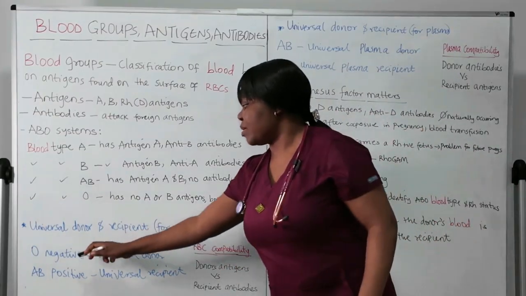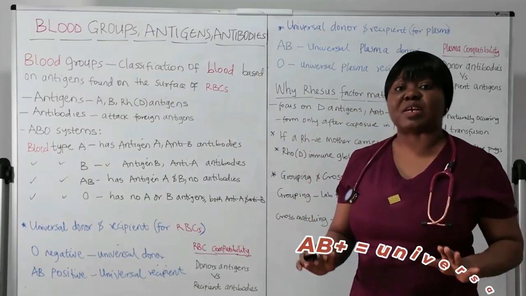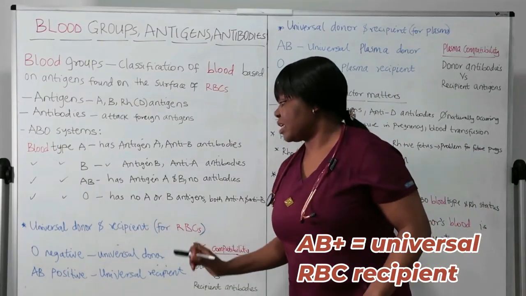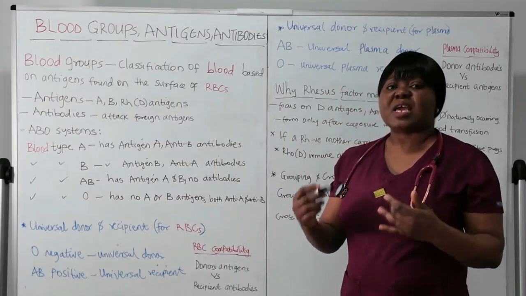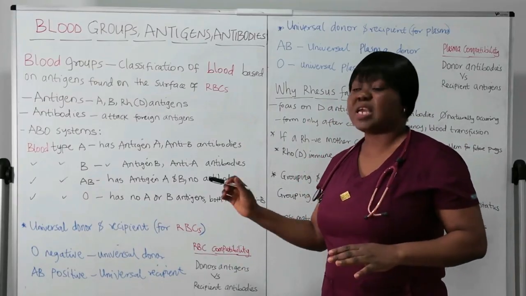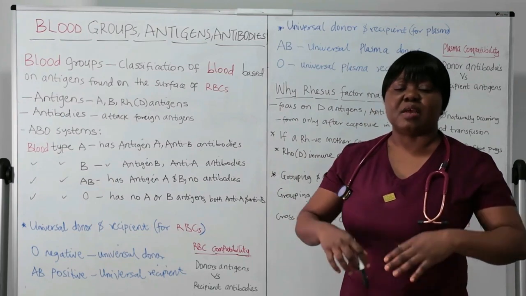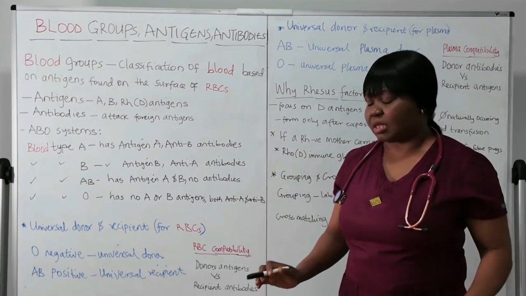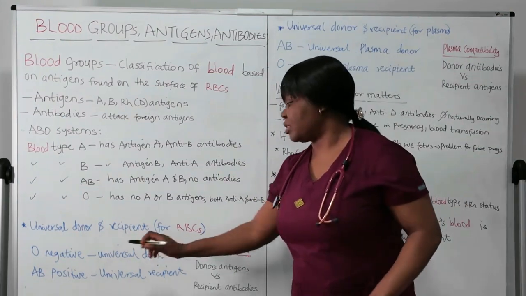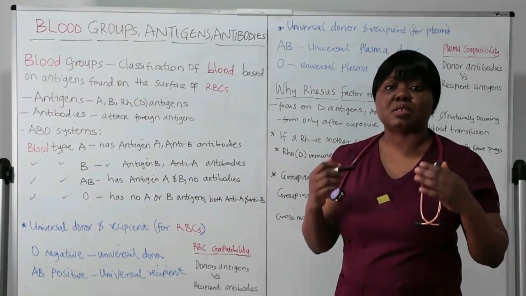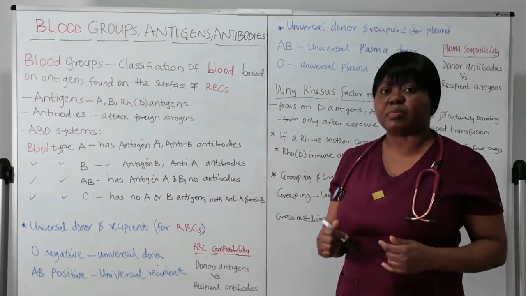The next one is AB positive. These are called the universal recipient. It's the same principle. Now, AB positive. First of all, the AB means they have antigen A and antigen B, meaning they do not have antibodies at all. Now, it is also positive. That's because they have the antigen D, which is the Rhesus factor, present on their red blood cells.